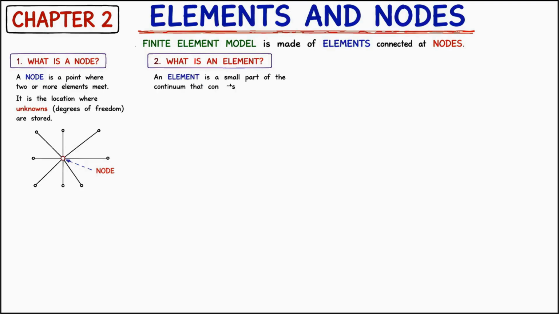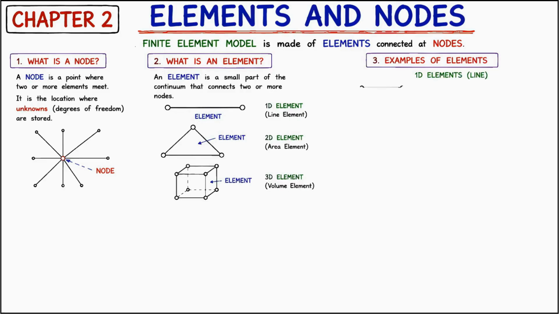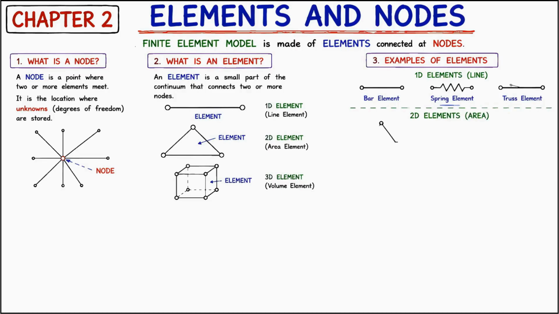Now let's understand an element. An element is a small portion of the original structure that connects two or more nodes. Each element represents the physical behavior of that small region. Depending on the problem, elements may be one-dimensional, 2-dimensional or 3-dimensional. A 1D element represents members like bars, rods, springs, and trusses. A 2D element is used for plates, slabs, walls, and shells. A 3D element represents solid bodies, such as concrete blocks, foundations, and machine components.